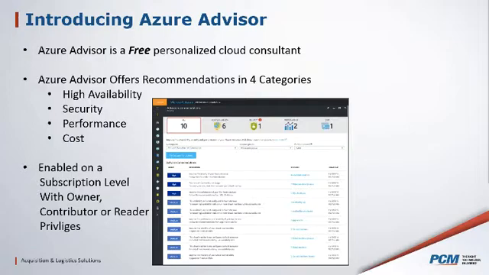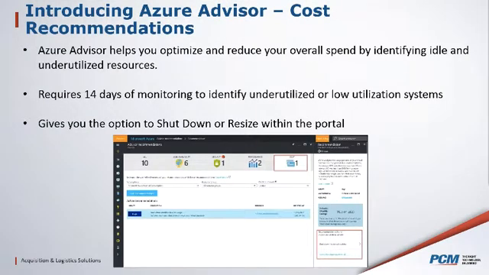To give you some view of the cost recommendations, it helps optimize and reduce spend by identifying idle and underutilized resources. From when you turn it on, it requires 14 days to collect data and monitor to identify those systems, to make sure that when it tells you something is underutilized, that isn't just a fluke because you turned it on at 3 a.m. That is actually an ongoing issue with this machine, that you are not utilizing it. It could be resized to potentially save money.